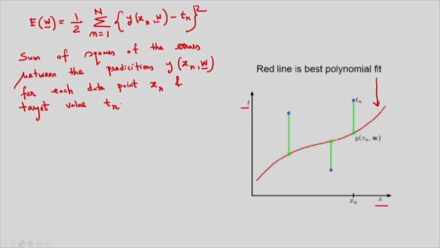So you can see this is the error. Suppose this is the vertical distance between the predicted value for each data point and the target value. The predicted value is nothing but the point on the red line, the best polynomial fit, and the distance between the target value and the point on the red line should be minimum. This vertical distance should be minimum. This is nothing but the error.